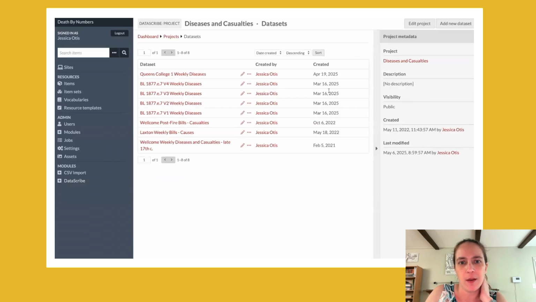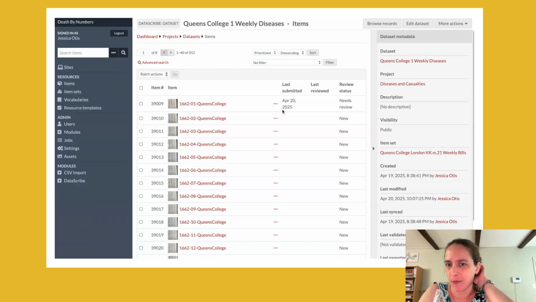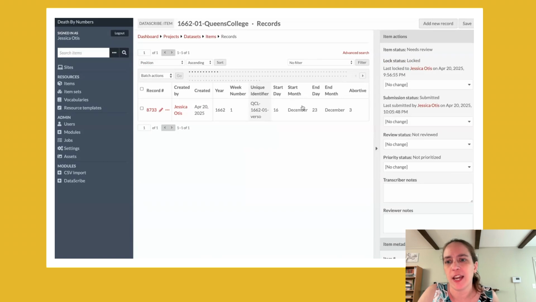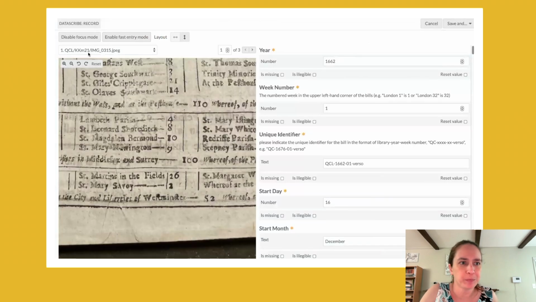functional. And so I organized them by holding library so that I could always figure out where the bill of mortality had originally come from, like where is the original document. So this is from Queen's College Library in Oxford. And as you go in here, you create records and you submit them for review.